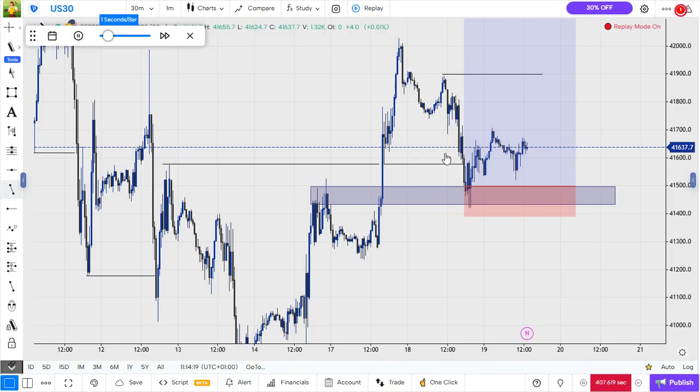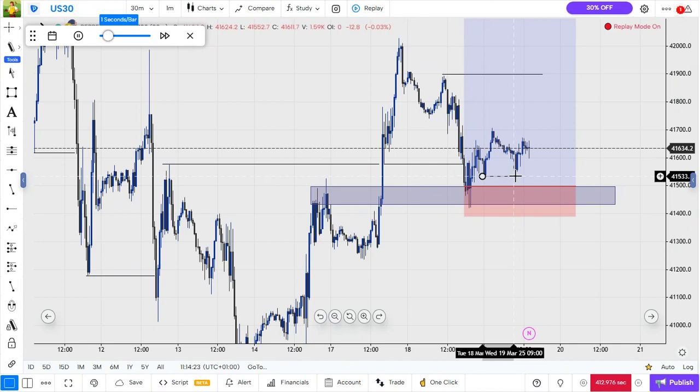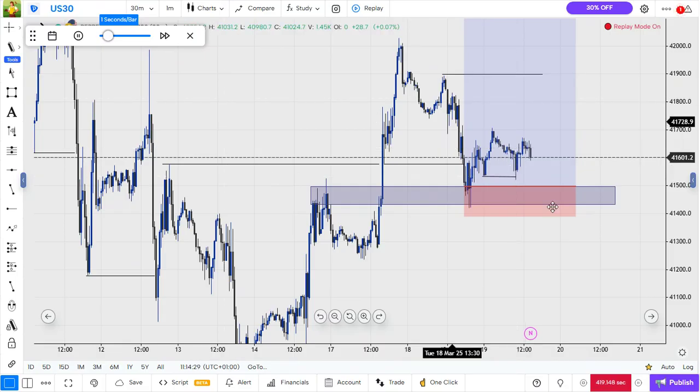Take note also that we actually waited for an internal structure sweep of liquidity right here. You can see price came here to sweep liquidity before turning around to go for the upside.